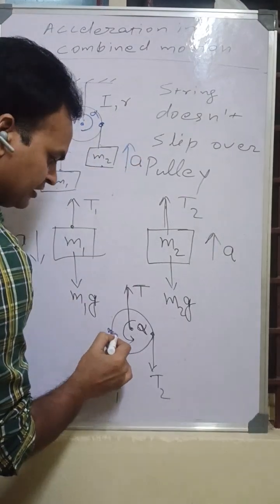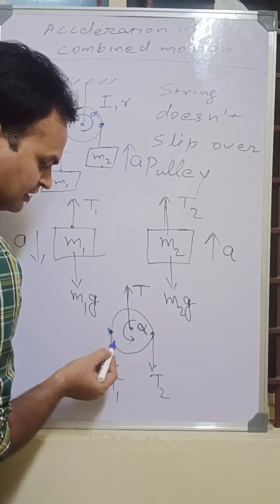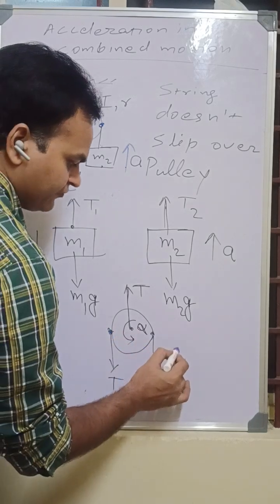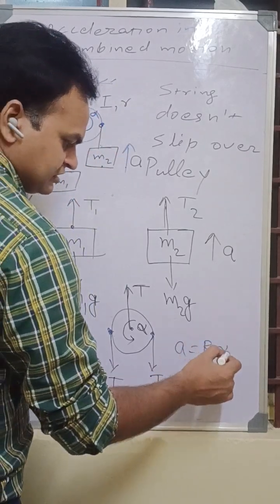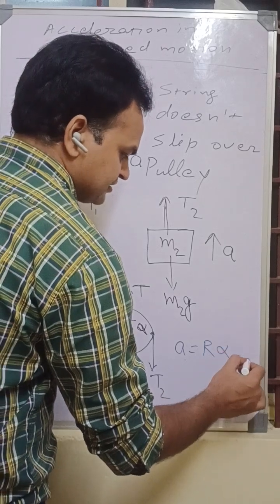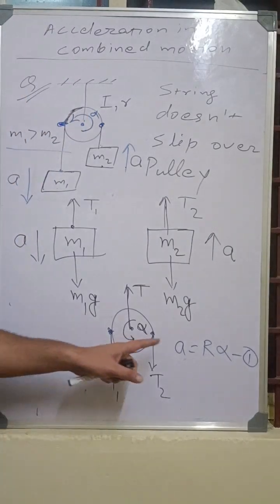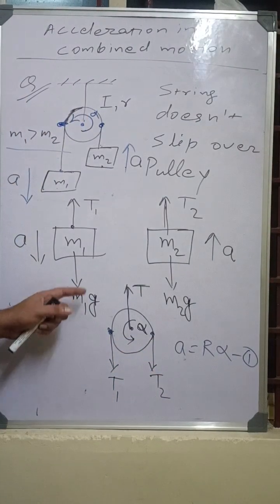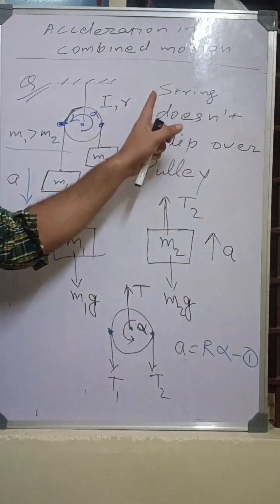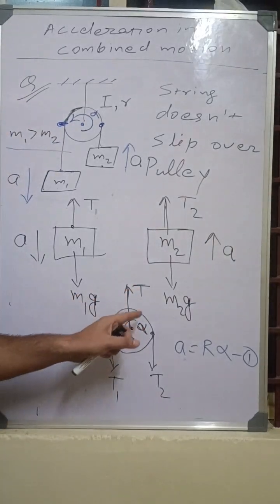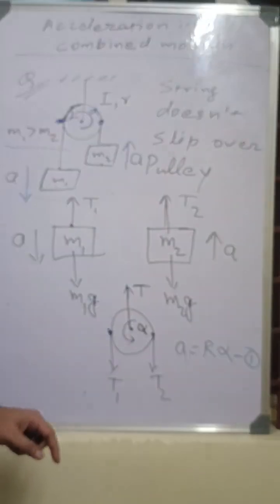So from here, if we analyze this point's acceleration and the point on this disc's acceleration, then we can say that A equals R alpha here. This is an equation that gets used further in solving this question. So A equals R alpha, remember it. Acceleration of mass M1 is A downward, acceleration of mass M2 is A upward, and angular acceleration of this pulley is alpha, and R alpha equals A.